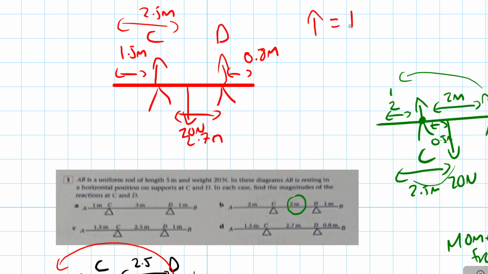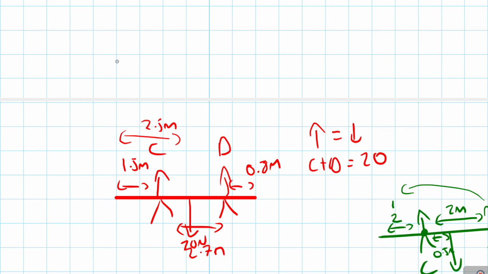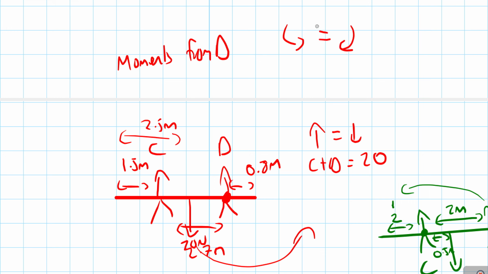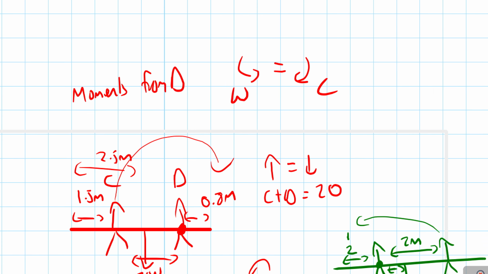Okay, so again, do our forces. So up equals down, C plus D is equal to 20. And then we take our moments. So this time we take moments from D. So if we take moments from D, the weight force this time, so remember clockwise equals anti-clockwise, anti-clockwise equals clockwise, same idea. So this time the weight is going anti-clockwise around D. Remember, you take D as the center, and then you work out which way is your force. So essentially draw your force around D, and this time C is clockwise. And then from here we use our formula, moments equals force times distance.